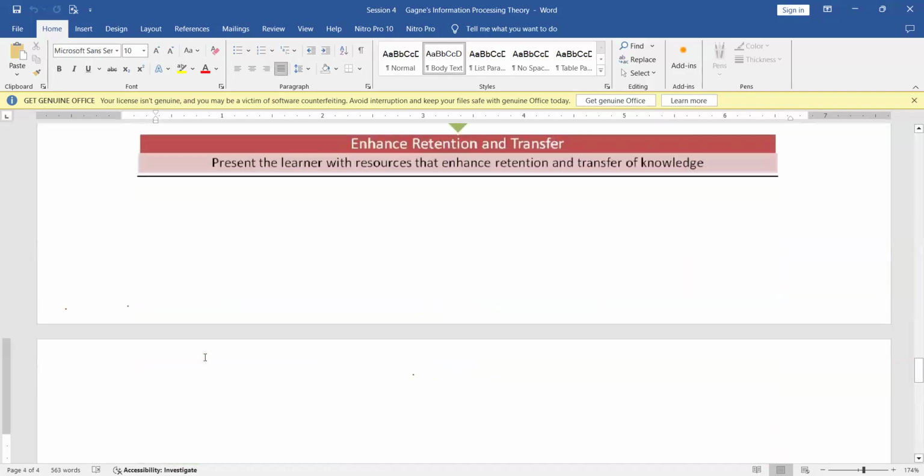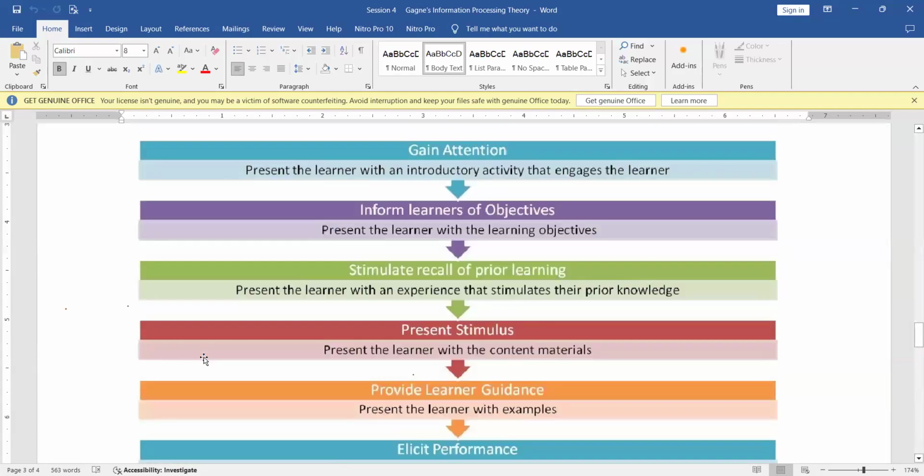And then elicit performance and assess them. Elicit performance, like giving them an activity, you see whether they have learned it, whether they are doing it properly and all that. And then if they're wrong, you provide feedback. Are you doing good? Yes, this is the answer. No, this is how you're going to correct it and all that. And assess their performance finally.